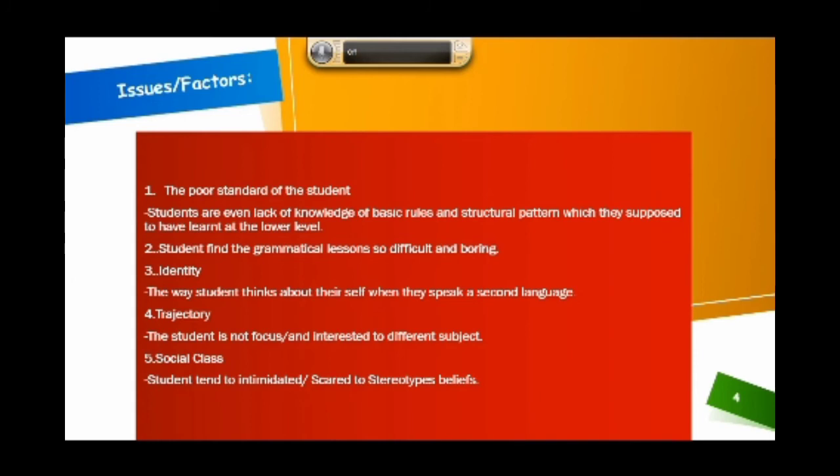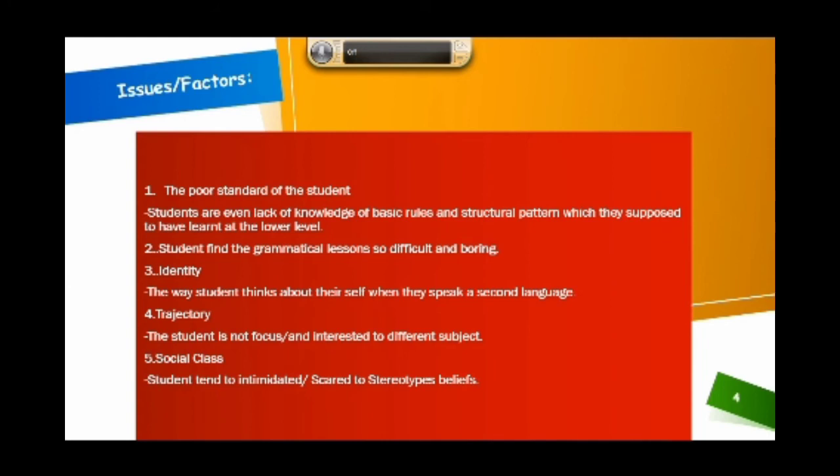So the number one is the poor standard of students. There are students that even lack knowledge of basic rules and structural patterns which they were supposed to have learned at a lower level. Number two, students find grammatical lessons so difficult and boring. We all know that some students learn language only because it is required, it is an academic requirement, right?